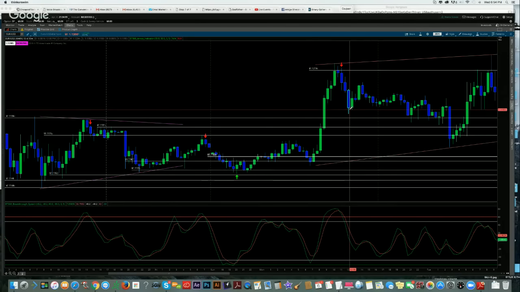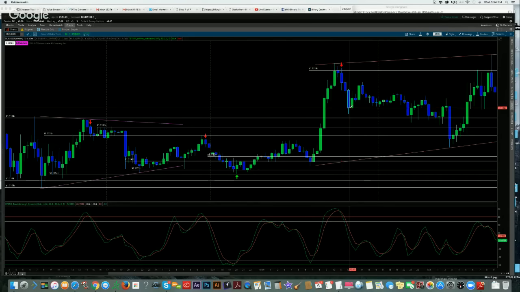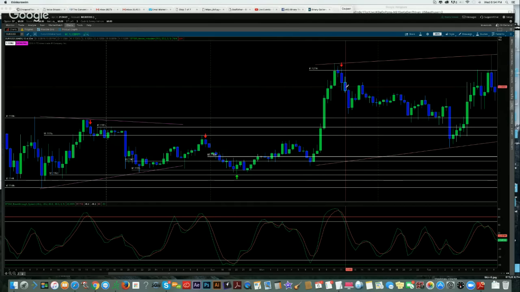Actually, you're right here. Depends on what time you got in right here. If you got in right here when it was closing, then you're right here. If you got in right here in the middle of the candle or something like that, depending on when it touched, then you're right here somewhere. Either way it goes, you ain't nowhere near this support line.